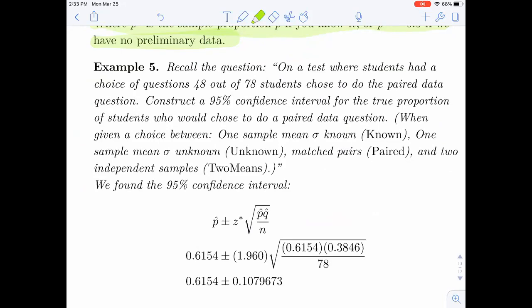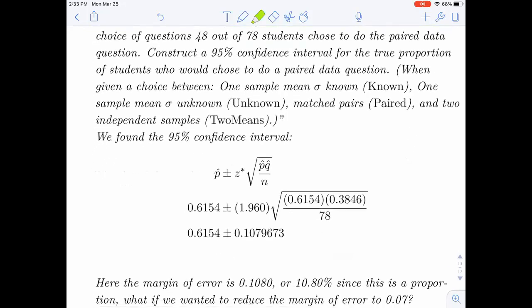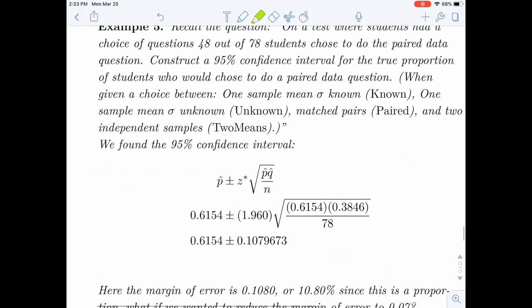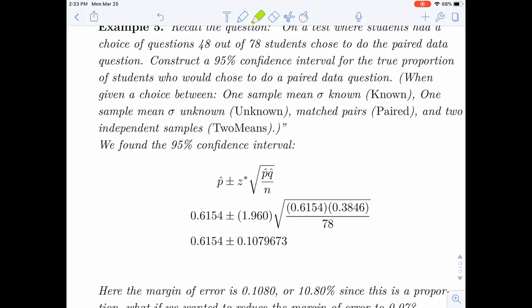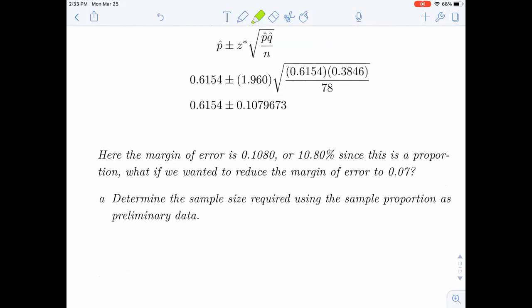And so here I've copy and pasted the question that we didn't do together. It's all typed up, so I said you'll read through it on your own. But we made a 95% confidence interval for the true proportion of students who would choose to do a paired data question. And so what we found was that we have 0.6154, that's our sample proportion, and our margin of error is 0.108, let's say. Okay. And so here's our margin of error with a sample size of 78.